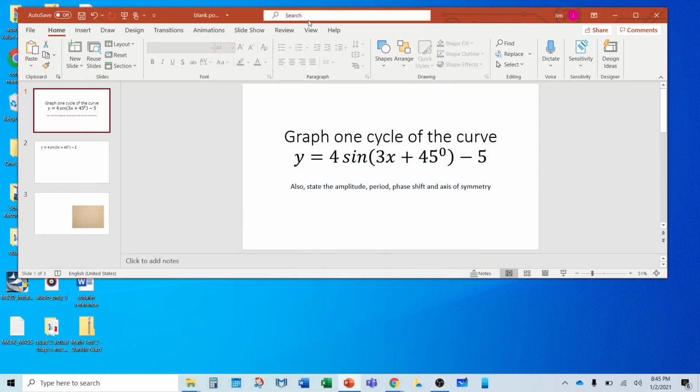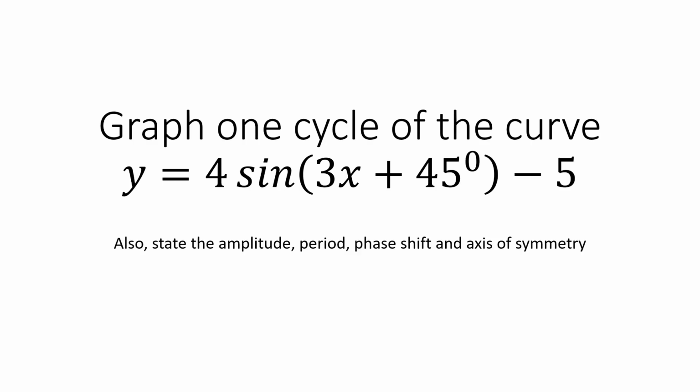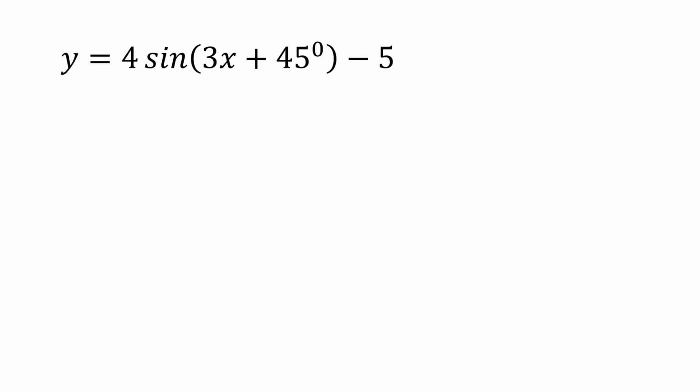In this example, we're going to graph one cycle of the curve shown, and then we're also going to state the amplitude, period, phase shift, and axis of symmetry. So the first thing we want to do is make sure that we factor out the 3 from the input. And by doing that, it allows us to determine the amplitude.